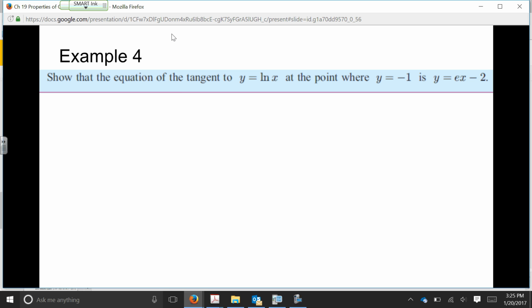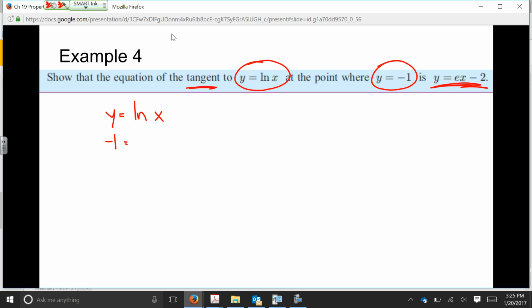Example 4. Show that the equation of the tangent to y equals the natural log of x at the point where y equals negative 1 is this function here. So show that. This is a tangent, not a normal. It's important to keep track of what's going on here. Now, we have y equals the natural log of x, but what they're telling us is that y is negative 1.